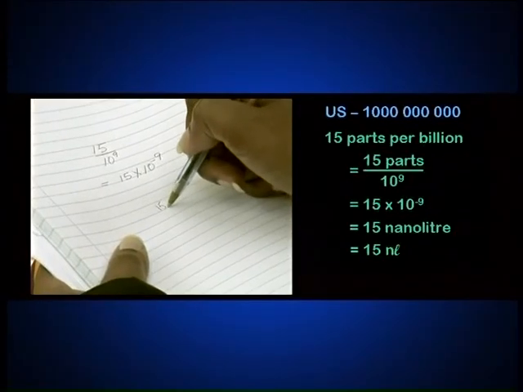Now what? Nanoliter. 1 nanoliter is a billionth of a liter. This is how you write it. 15, and then you'd have nanoliter with a small n, and you have your liter. Of course, then you have nanogram, nanometer.